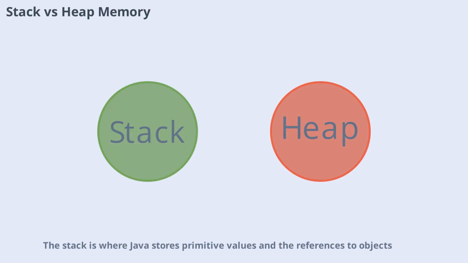Stack is where Java stores primitive values and the references to objects. It's fast and automatically managed, which means variables disappear when they go out of scope. The heap, on the other hand, is where the actual objects live. It's larger but slower, and Java's garbage collector cleans it up when objects are no longer needed. Knowing how stack and heap work helps you understand why some operations are faster than others, and why memory leaks can happen if you're not careful.